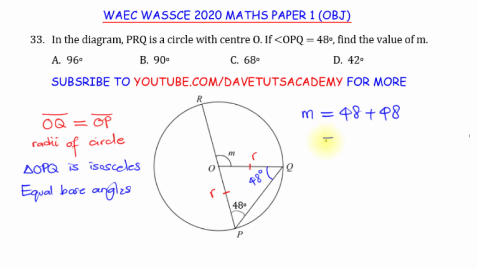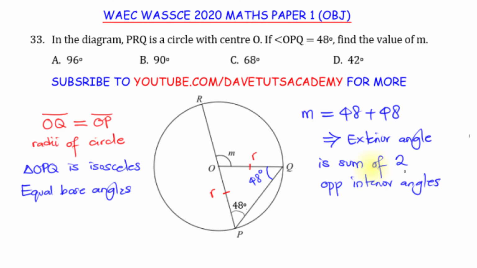Why? Because these are the sum of the exterior angle. M is the exterior angle of that triangle, and is equal to the sum of the two opposite interior angles.